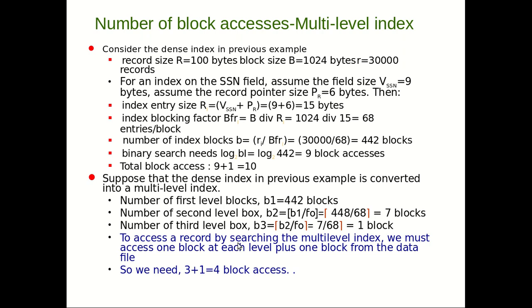To access the record by searching the multi-level index, we must access one block at each level plus one block from the data file. Total number is 3 plus 1, 4 block accesses. So the total number of block accesses required is 4 when we create a multi-level index for the secondary index, so the number of block accesses is reduced from 10 to 4.